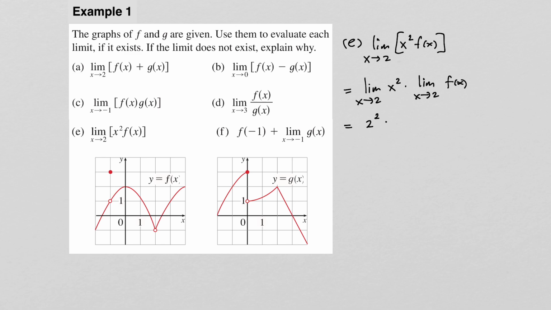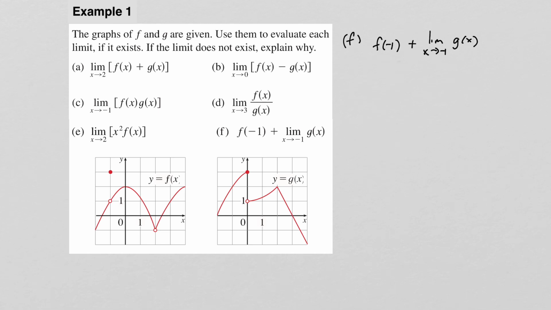Looking at the graph of f of x, here is x equals 2. Clearly, as x approaches 2, the values of the function are approaching -1. So this is -1, and we have 4 multiplied by -1, which is -4.